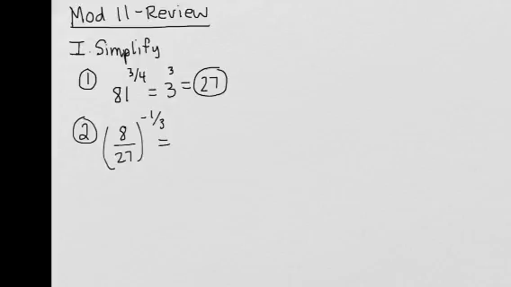So the simple way of fixing this is to take the reciprocal and make it a positive exponent. Okay, so these two are equivalent. So I want the cube root of 27/8. So the cube root of 27 is 3, and the cube root of 8 is 2. And so that's the answer for that one.